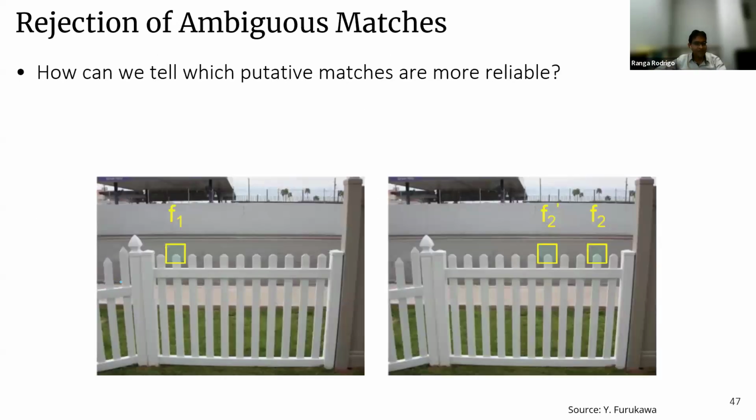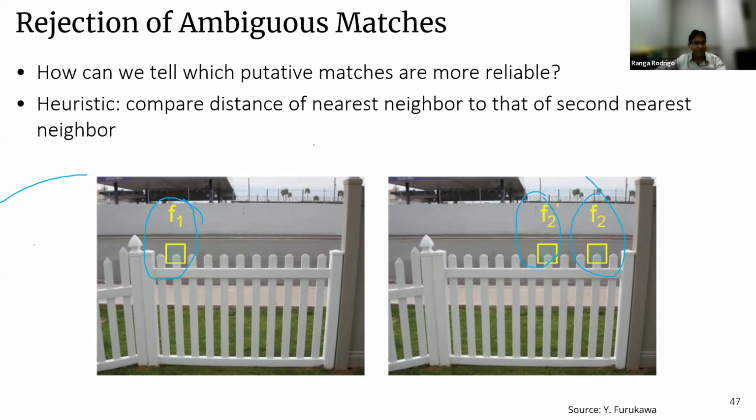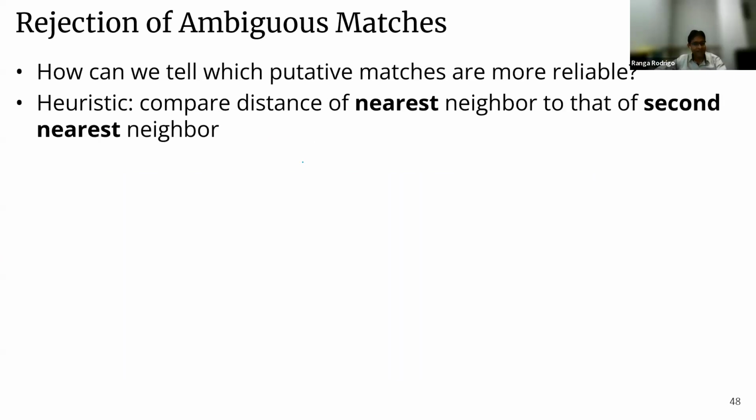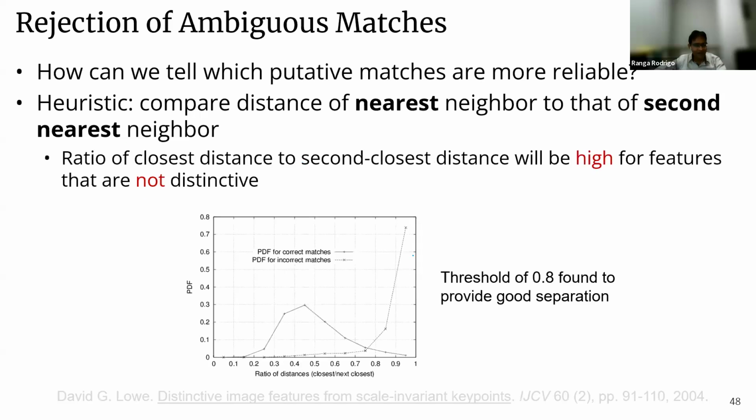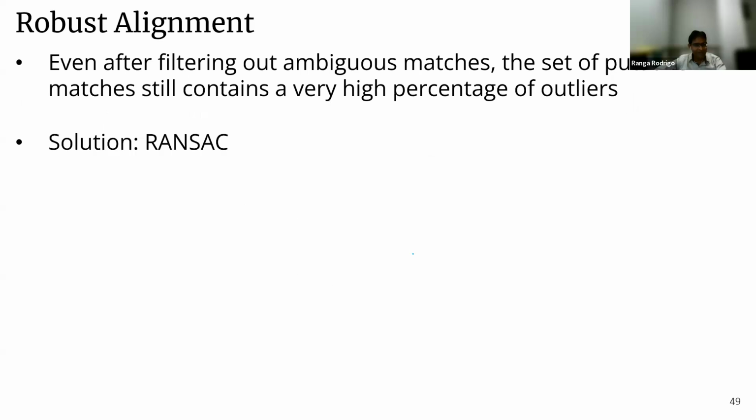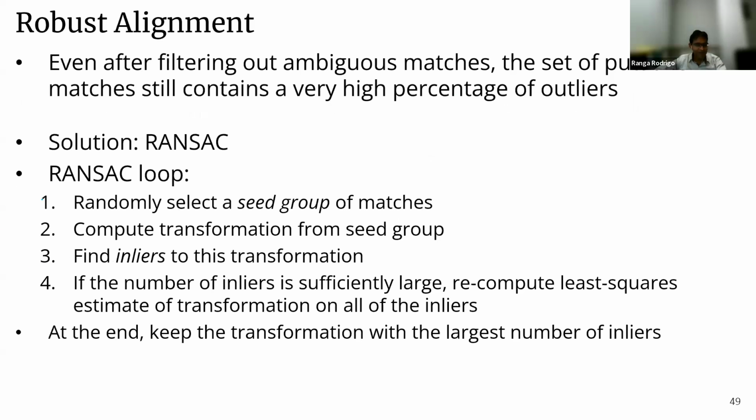So we generate correspondences, but we can have problems. For example, if you take this F1, it exactly looks like this F2 prime, right? So there can be wrong matches. That's why we have to use RANSAC. Compare the distance of the nearest neighbor to the second nearest neighbor. This is something that David Lowe used. These are graphs from David Lowe. I will not explain that. So RANSAC is the one that we use to get rid of outliers. In the RANSAC loop, as we remember from the previous lesson, randomly select a seed group of matches, compute the transformation from the seed group, and find inliers to the transformation.